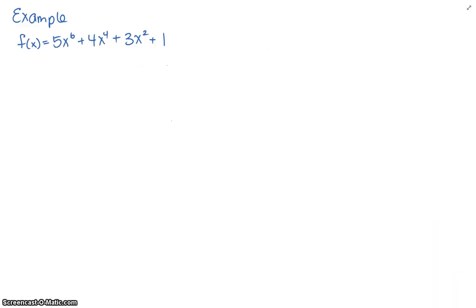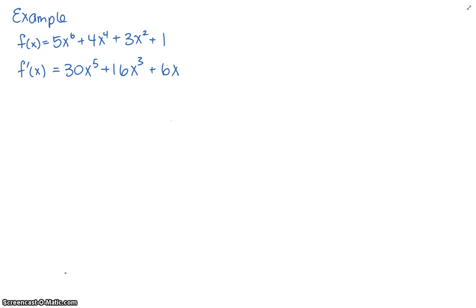Here's an example of a function, a straight polynomial function, that if I was asked to find, say, the first, second, and third derivative. To find the first derivative, we would just do what we've normally done so far. We've just been using the power rule. 5 times 6 will give you 30. We drop the degree by 1. 4 by 4 is 16. Drop the degree by 1. 3 by 2 is 6. And drop the degree. There's your first derivative.